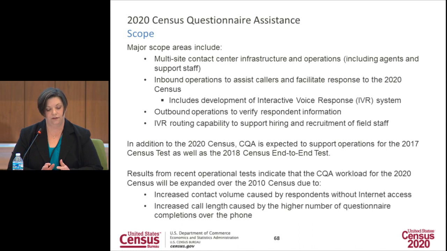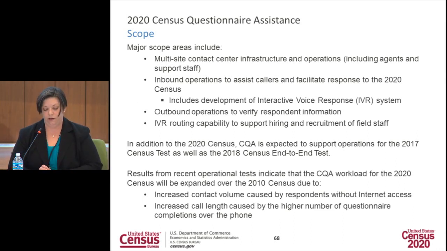The first is the contact volume caused by respondents who do not have access to the internet. With a move to the internet as our primary response mode for the 2020 census, we anticipate many respondents lacking internet access will call our assistance line when they receive the mail piece instructing them to respond to the census on the web. We'll include the phone number on those mail pieces.